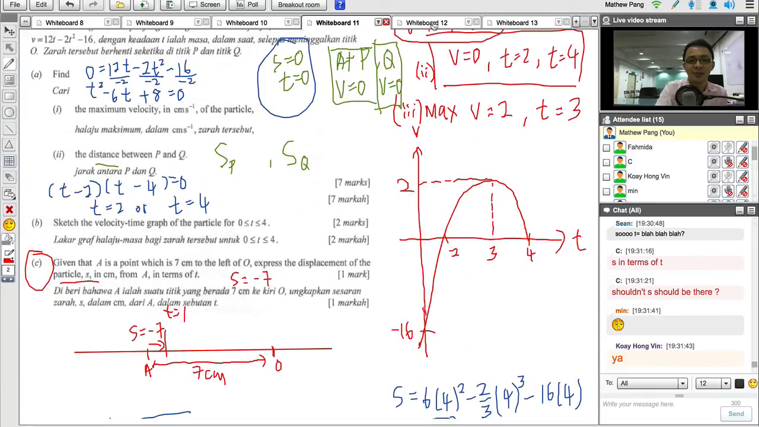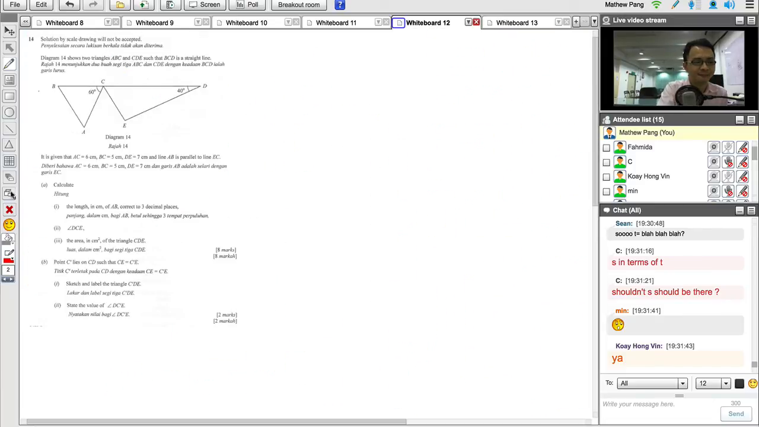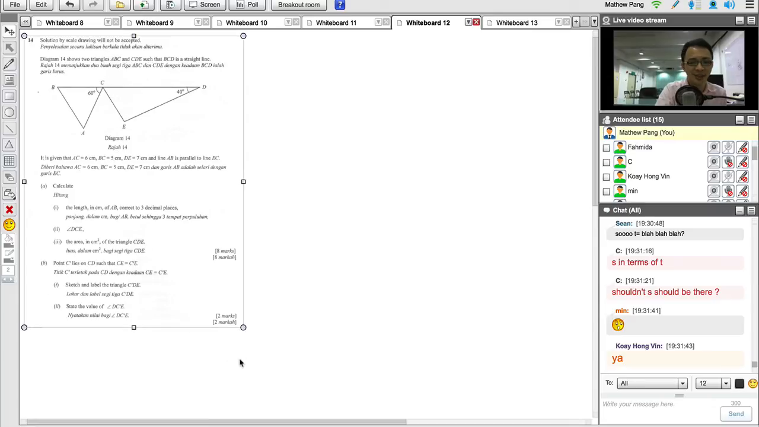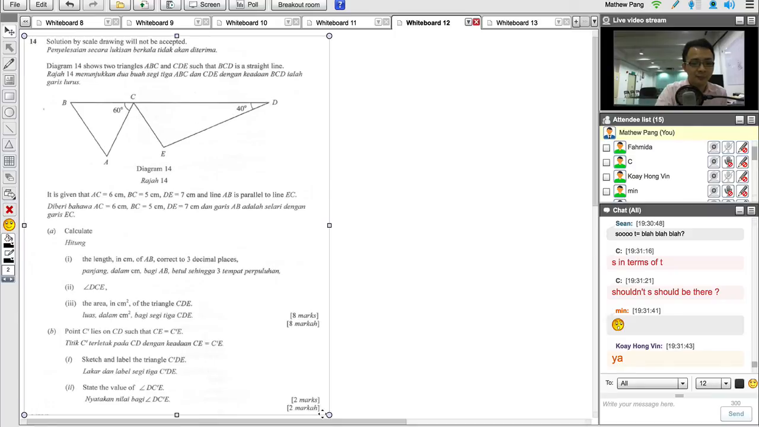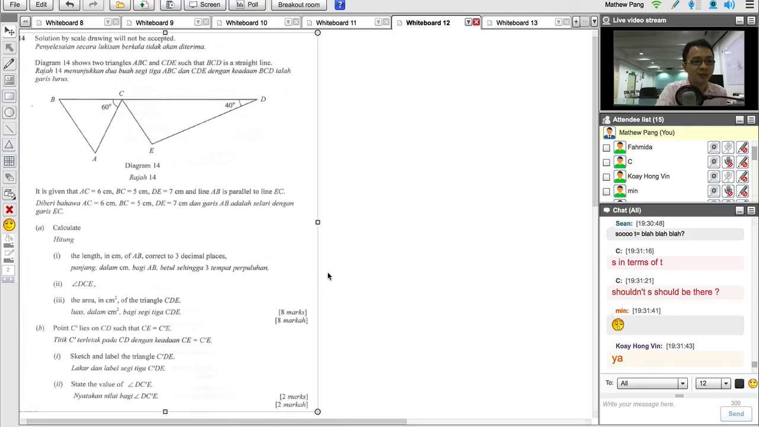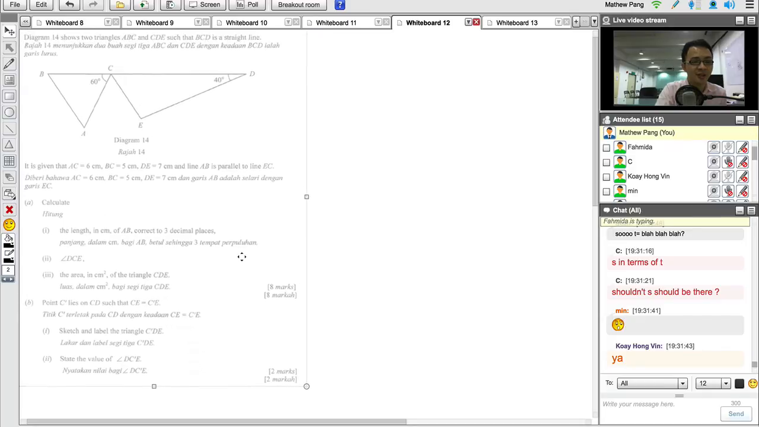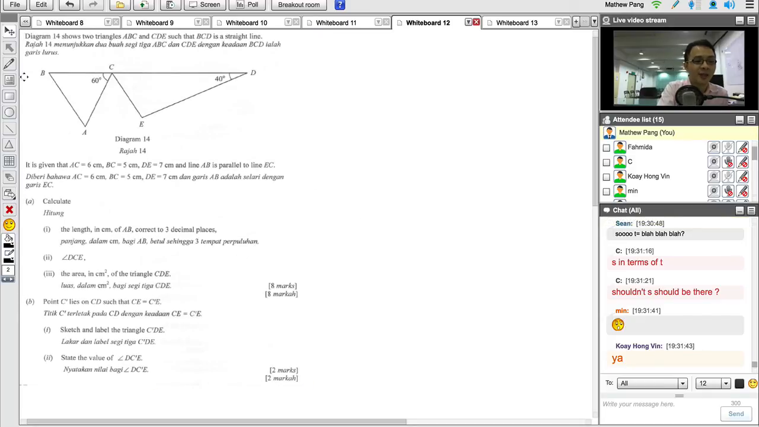Right. So let's move on to the last one, solution of triangle. After this one, I think I can go for dinner. Okay. Okay, solution of triangle. So he says skill is not acceptable. I hope you can see this one. If you can't see, let me know.